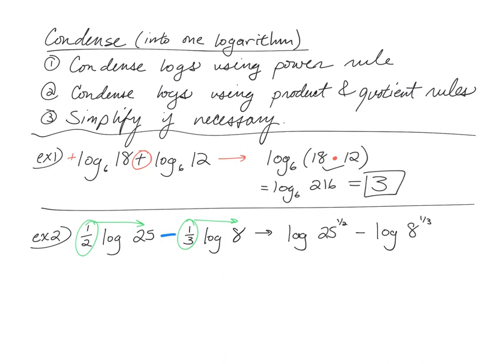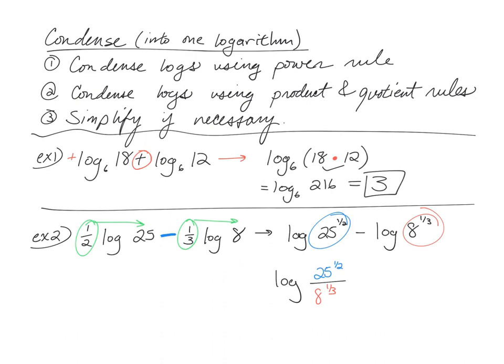I want to condense these logs then using the product and quotient rules. So again, this log is positive. There's a positive sign in front of this log. Its argument will end up in the numerator of a fraction. So 25 to the 1/2. This log has a negative in front of it. So the argument of this log will end up in the denominator as we combine. And we still have the log of all of this.